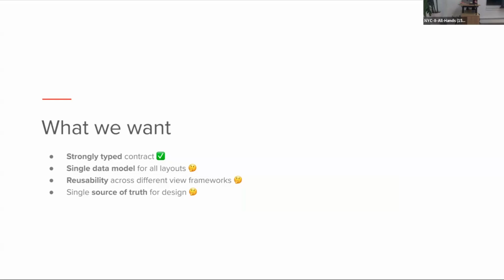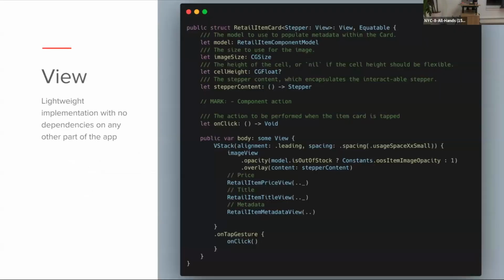So yeah, now we've talked about the strongly typed contract. Next, let's dive into the single data model for all layouts. So I think Gustavo mentioned we're using SwiftUI here, which is really great. It makes creating views super simple and easy to read. So you'll see this is the retail item card. And all it really takes in is the model, the size of the image, if the cell needs to have a fixed height, and then you'll see here the stepper and the action.